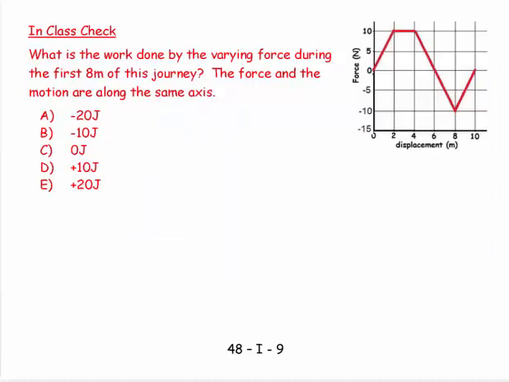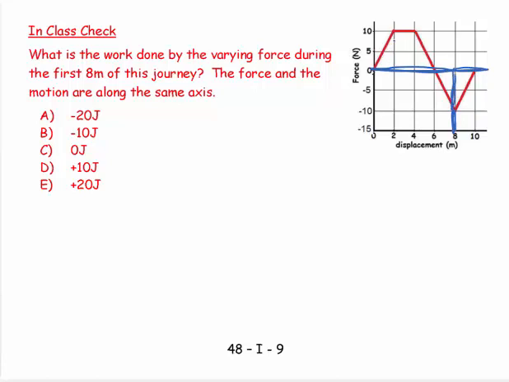Let's look at some examples. It says, what is the work done by varying force during the first 8 meters of this journey? So let's put a line there so that that's where we stop, and we go to the 0. So let's put a line there.